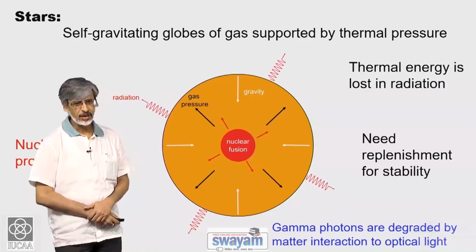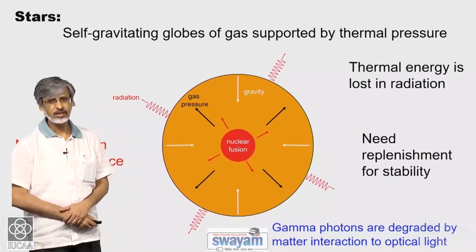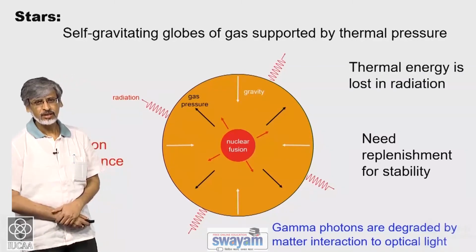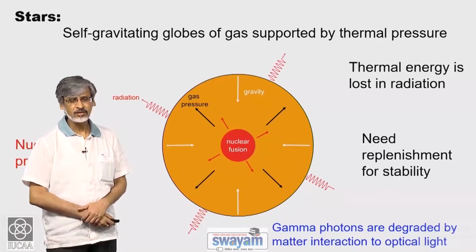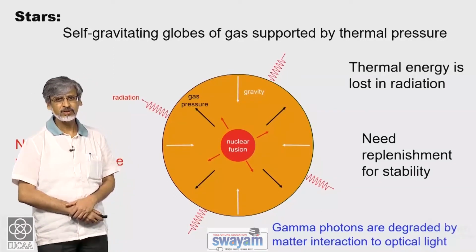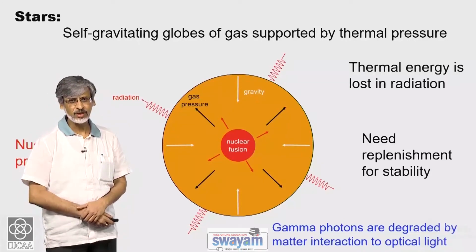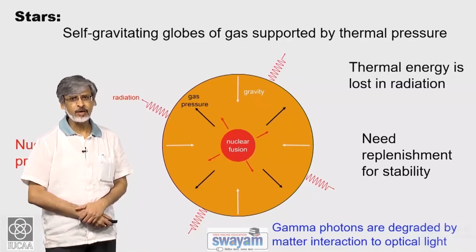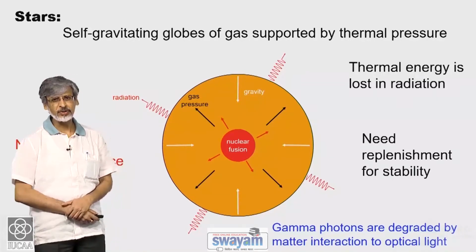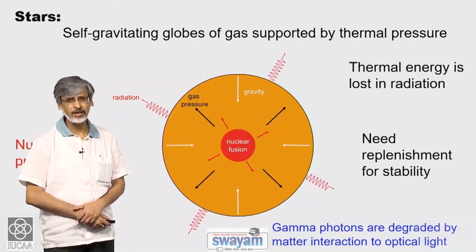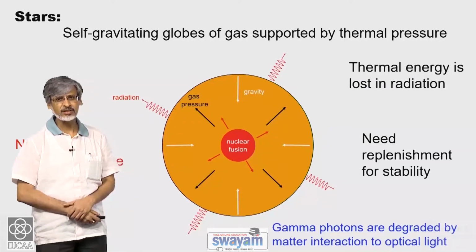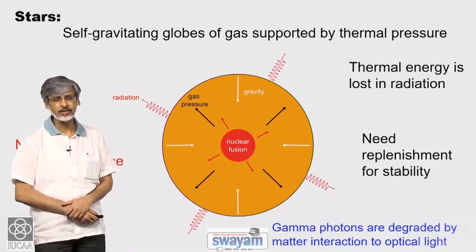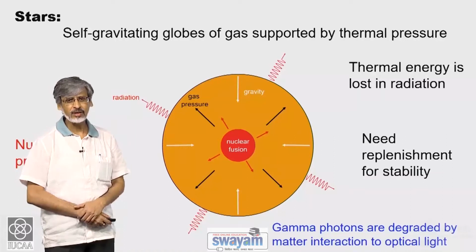Nuclear fusion, as you would have learnt, creates gamma ray photons. These gamma ray photons then escape from the core, interact with the material which is surrounding the core, which we call the envelope, and through this interaction these gamma ray photons get degraded into optical light, and by the time the photons leave the surface, most of them have been degraded to optical light, and that is why the stars we see are very bright in optical.